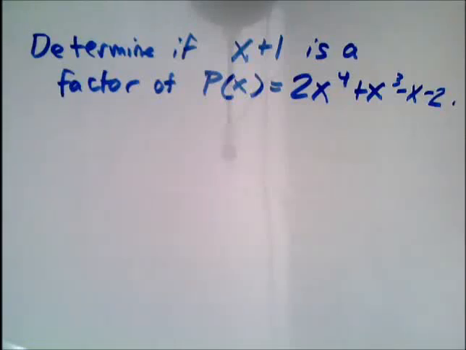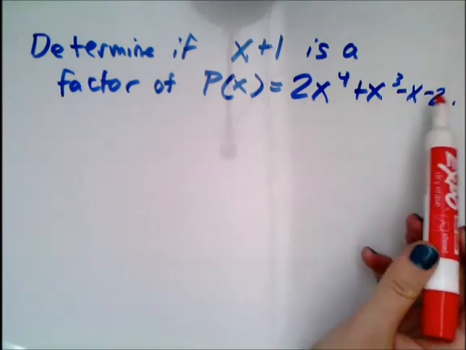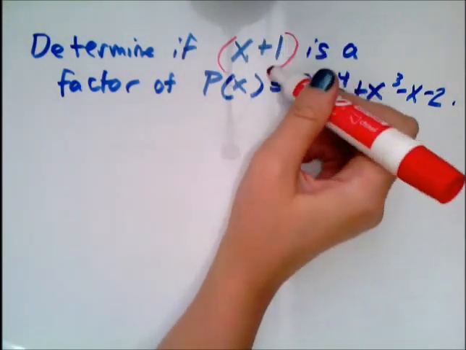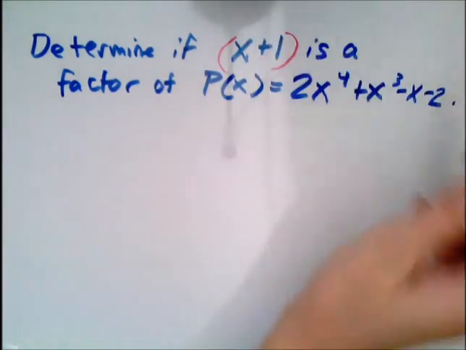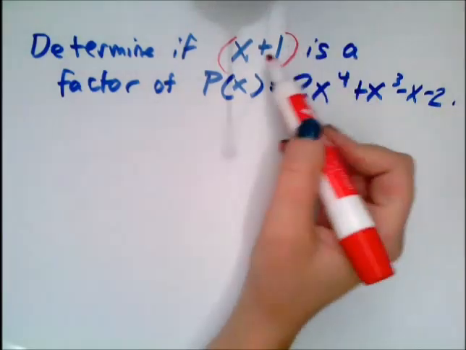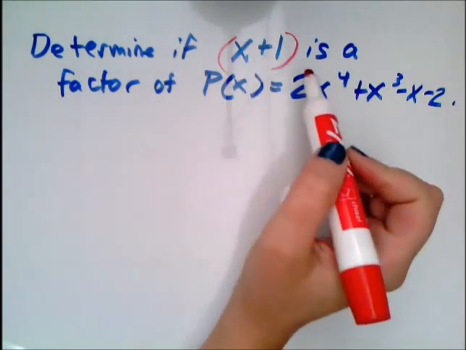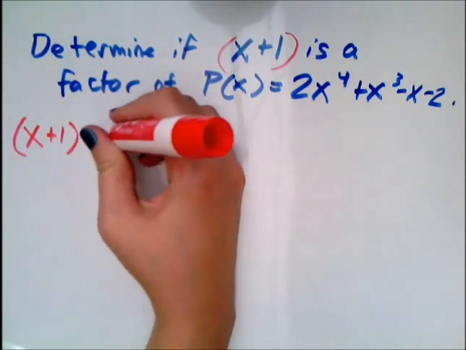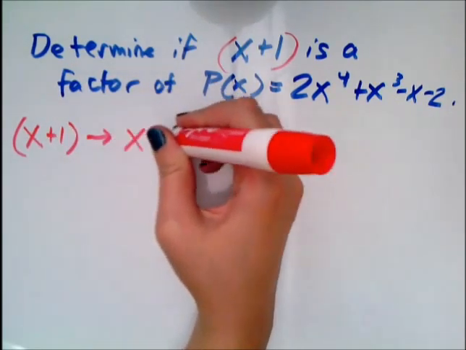Here we want to determine if x plus 1 is a factor of this polynomial 2x to the 4th plus x to the 3rd minus x minus 2. Okay, so remember, if I know that something is a factor, think when I'm solving, I'd have all my factors written out. Where do my solutions come from? They're wherever my factors equal 0. So saying that x plus 1 is a factor would be the same as saying that x equals negative 1.